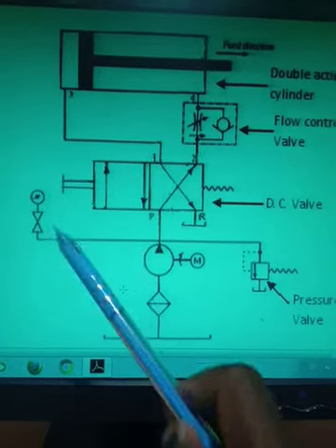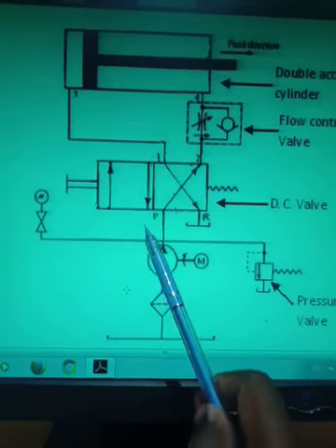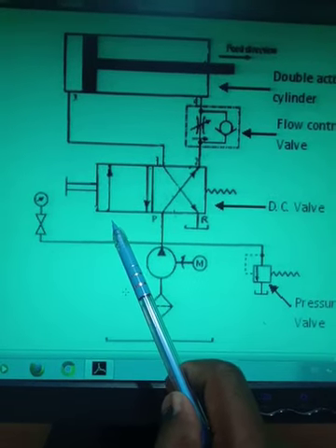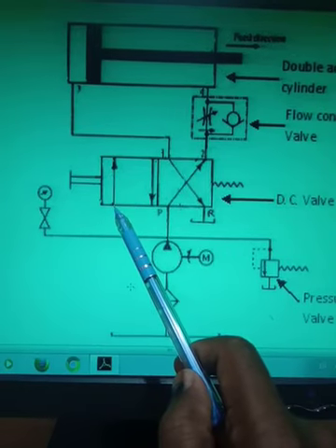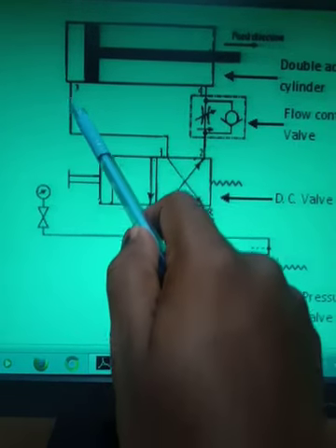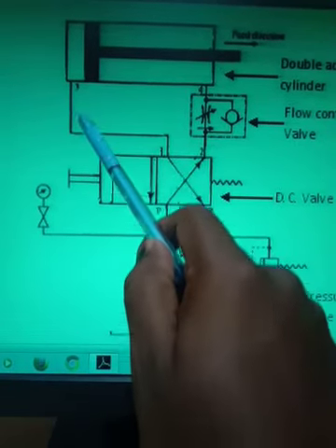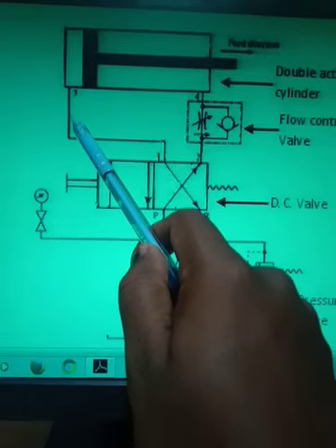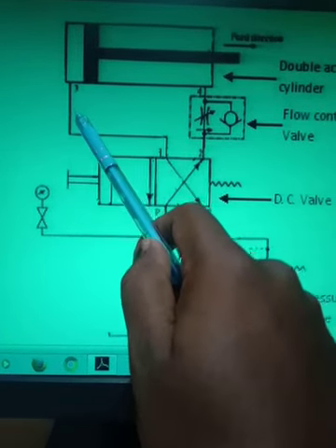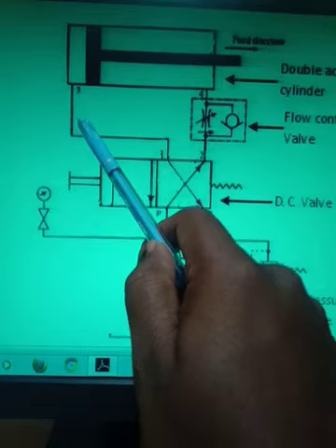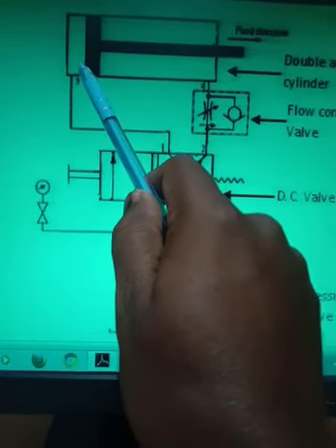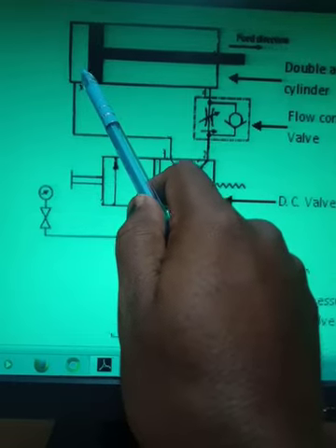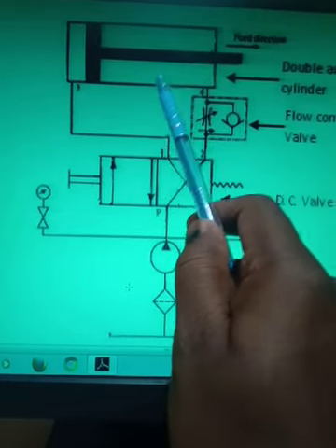Now what happens in this position? As you can see, the pump delivers some amount of pressure and hydraulic oil. That same amount of hydraulic oil will go from the P end to the A end, and here there is no restriction. This is the free flow. The oil will flow freely. Whatever amount of oil is coming from the pump will go to this end, and the piston, or the actuator, will start moving in the forward direction.